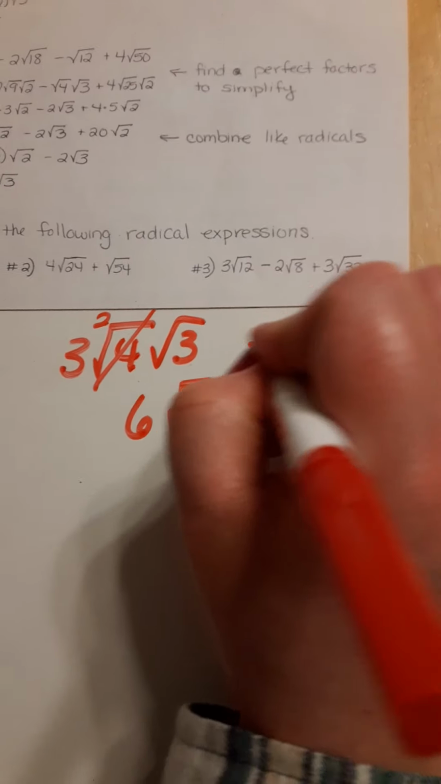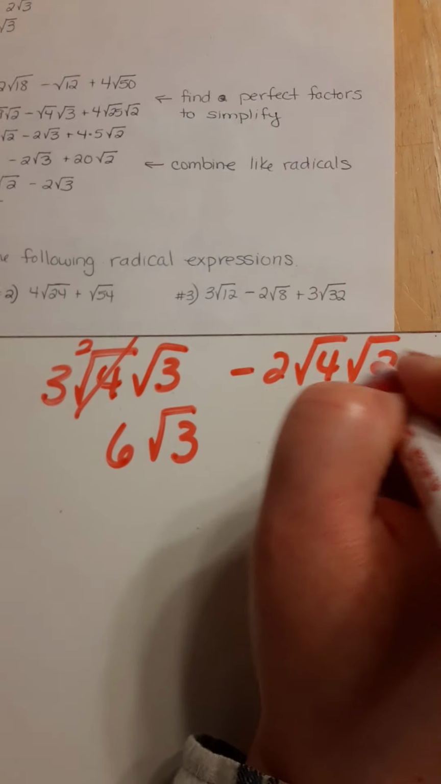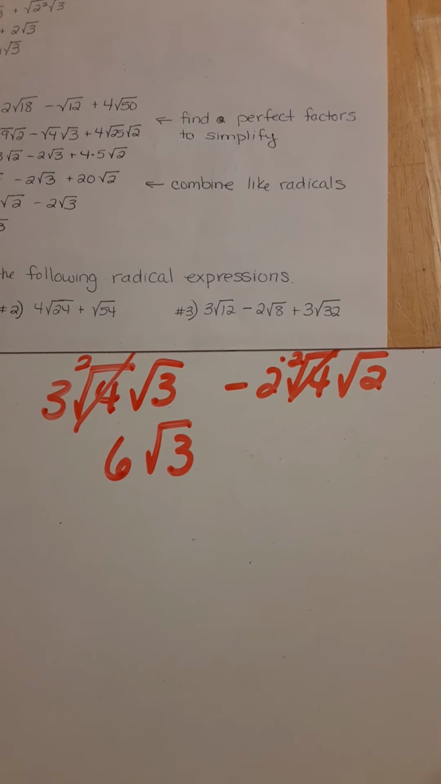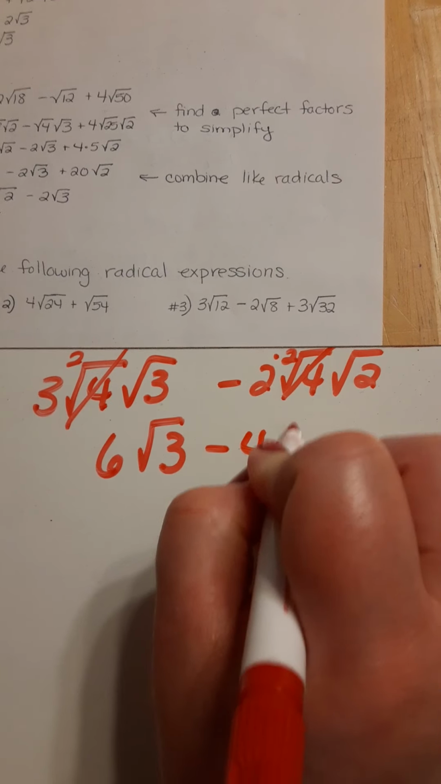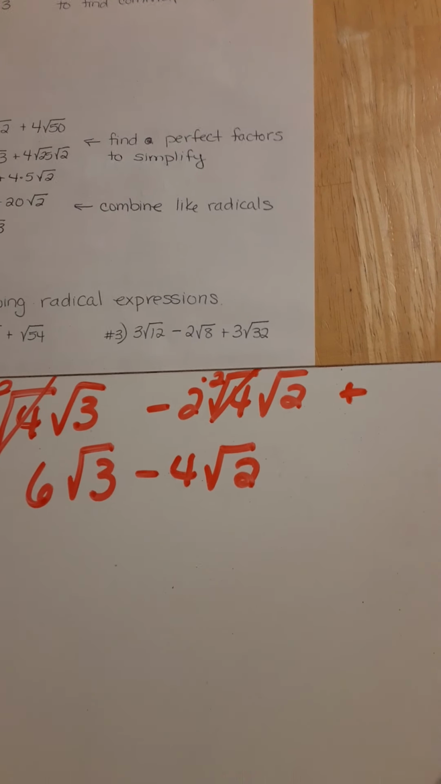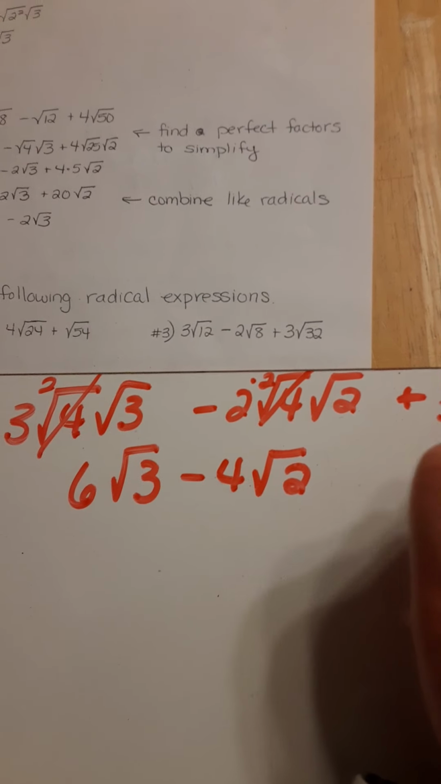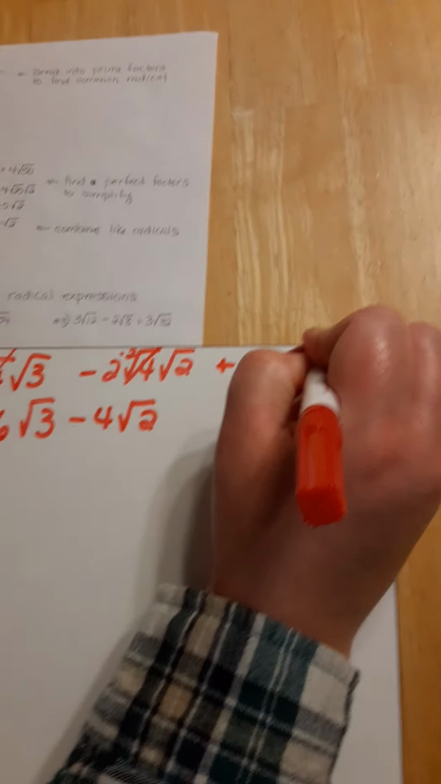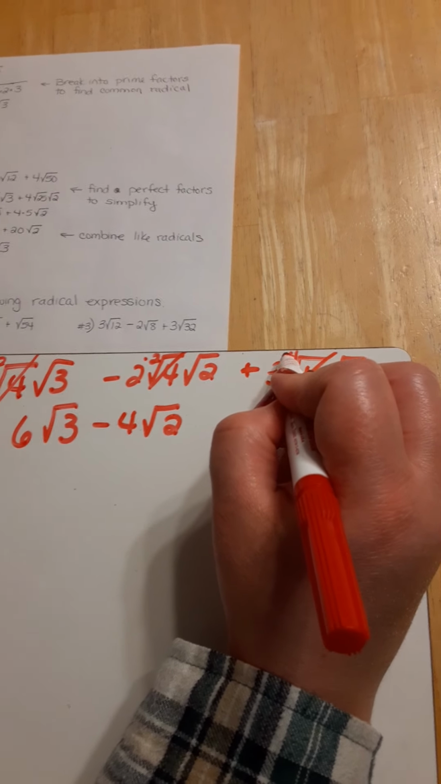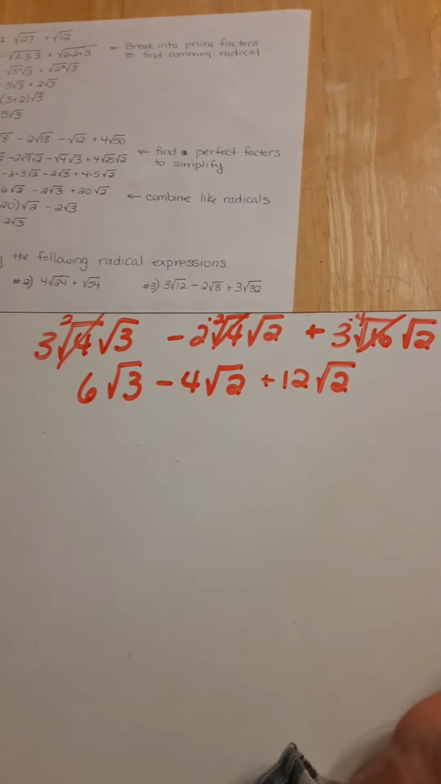Now let's work with our 8, and we know it breaks down into the square root of 4 times 2. Once I take the square root of that, it turns into 2. So 2 times 2 is 4. And let's do this last one over here. We've got square root of 32, which we know is 16 times 2. And once I take the square root of 16, I get 4. So 3 times 4 is 12 times the square root of 2.